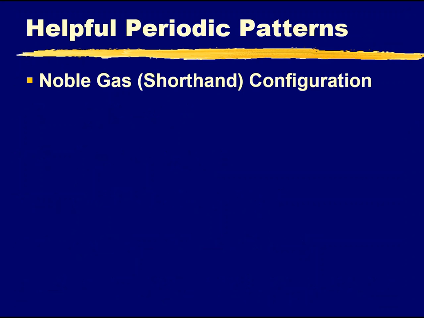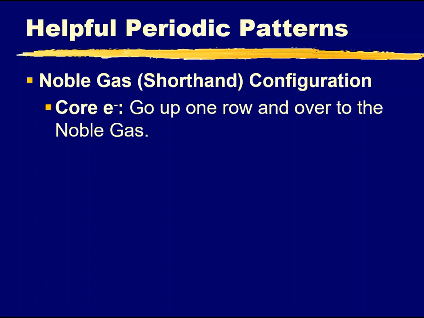More helpful periodic patterns. The noble gas configurations. And thank the Lord for noble gas configurations, because that tungsten one was a long one to write out, wasn't it? Very, very, very long. So because scientists and chemists in particular always like to cut corners as they can, there is a way of doing a shorthand configuration so you don't have to write the whole thing out. Let's discuss what this means.